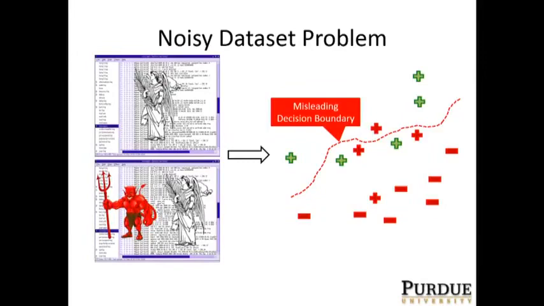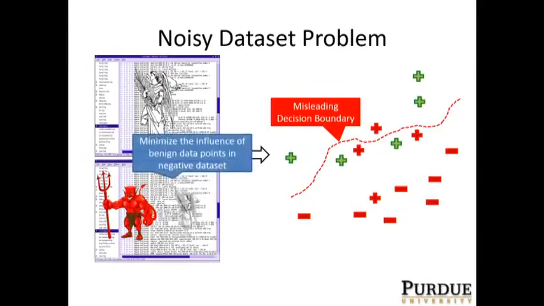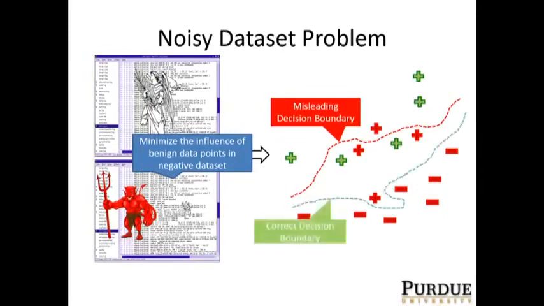The intuitive solution to this problem is to minimize the influence of benign data points within the negative datasets. Thus, we can derive a correct decision boundary to accurately classify the testing data.